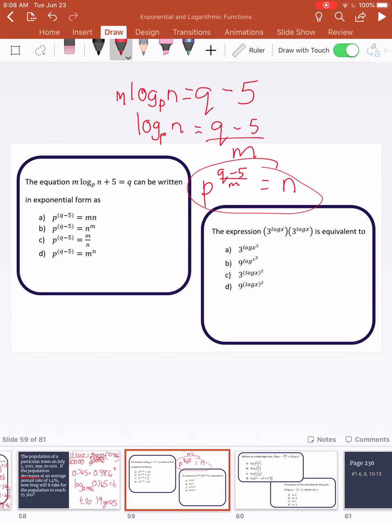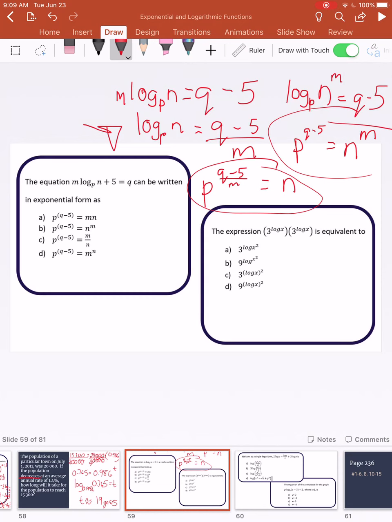So let's backtrack to this step here. Instead of dividing that m over, we could also use our log laws and write that m, because it's a coefficient, as an exponent on our argument. Okay, and now I'll convert to exponential form. So my base is p, my exponent is q minus 5, and it all equals my argument, which is n to the m. All right, and that is an answer, which is answer B.